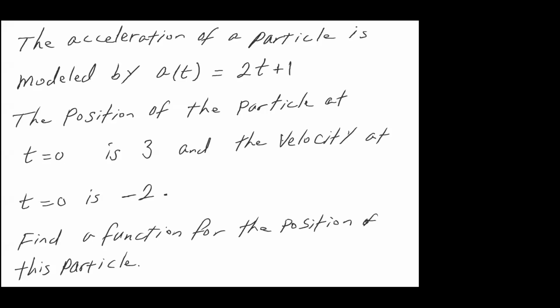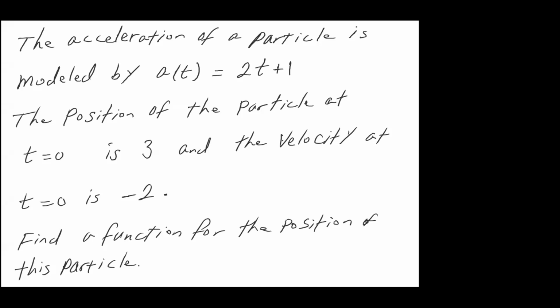Hello, the acceleration of a particle is modeled by a as a function of t equals 2t plus 1. The position of the particle at t equals 0 is 3, and the velocity at t equals 0 is -2. So what does that mean?